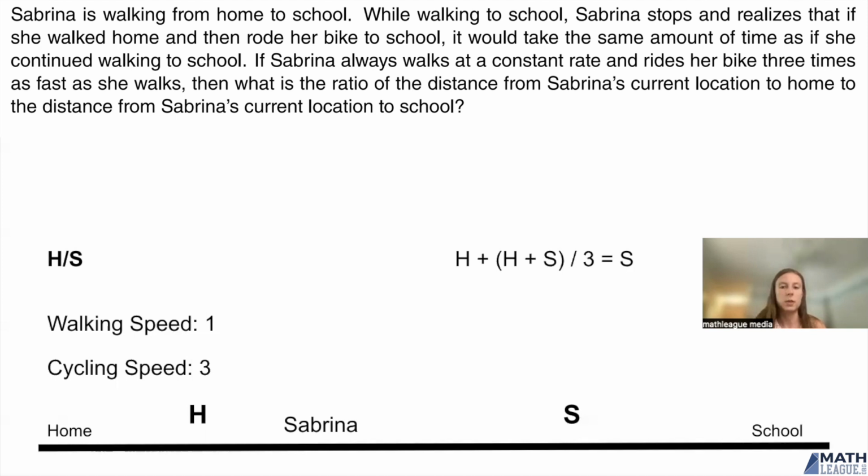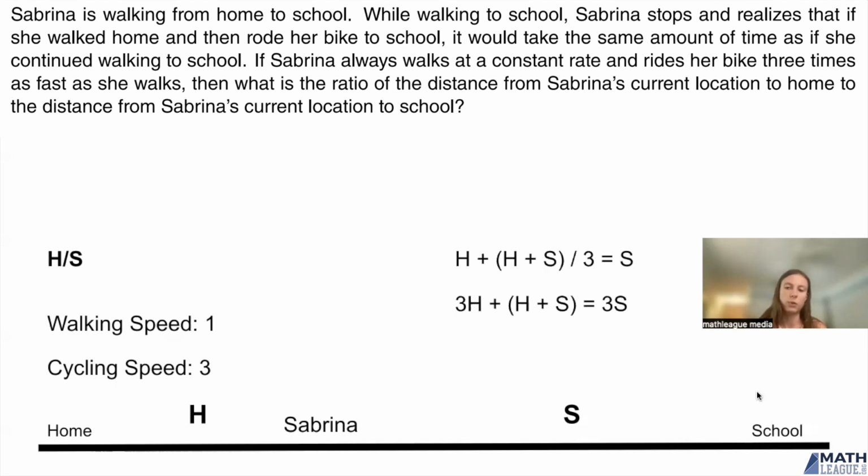That's the same amount of time as if she just walked to school from where she is, which is distance of s, speed of 1, just s. Right, now we've got an equation. This is great, we know how to solve equations. The fraction is a little bit scary looking, so let's get rid of that. Multiply through by 3. There you go.